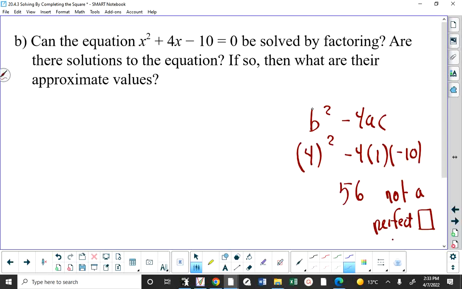Neither is what I drew. It's more of a rectangle, but that's okay. 56 is not a perfect square, which means it's not factorable. So it cannot be solved by factoring.